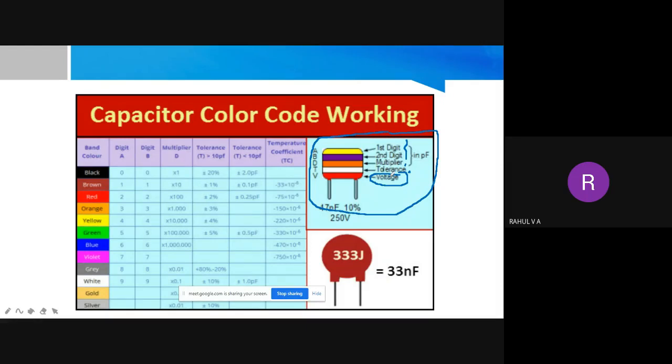Okay, so we have seen the first band is the first digit, the second band is the second digit, the third band is the multiplier, the fourth band is tolerance.